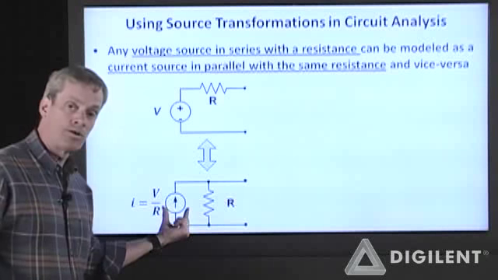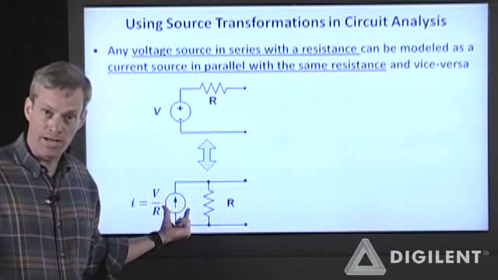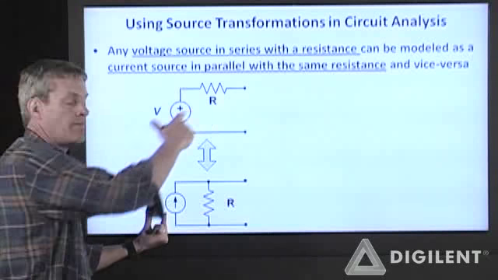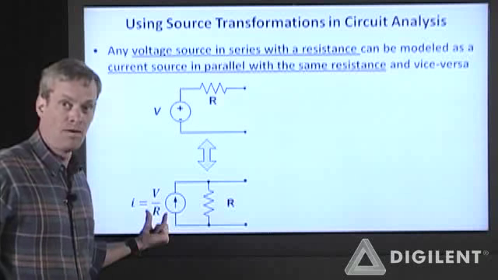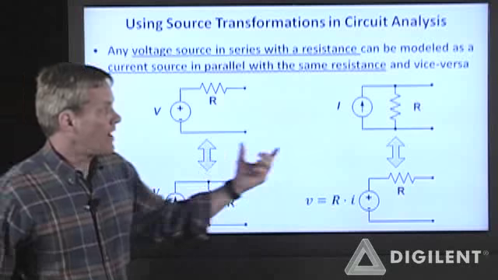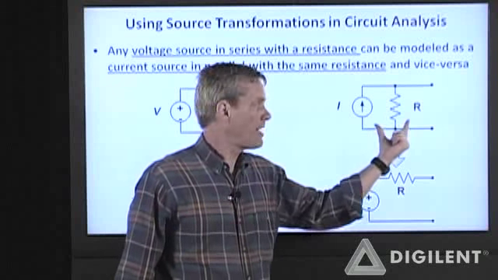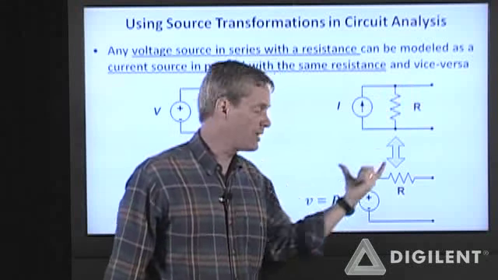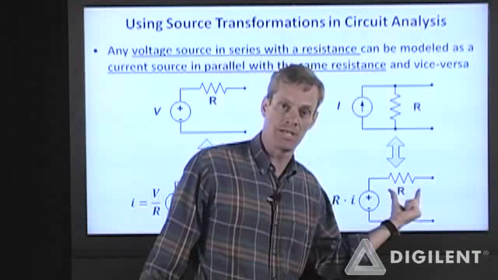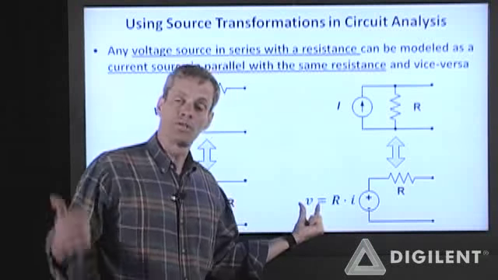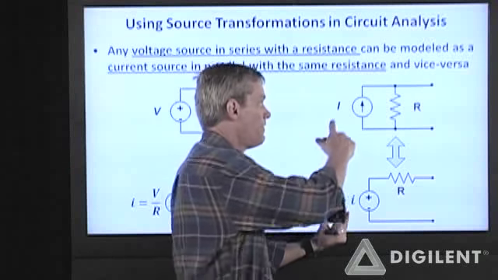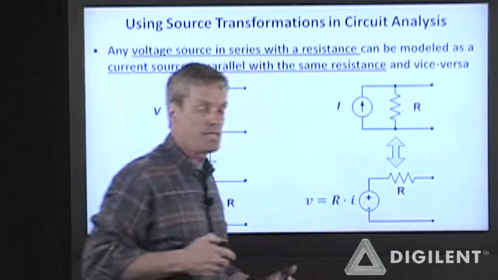The value of the current source, according to our source transformation equation on the previous slide, has to be this voltage divided by this resistance. The converse is also true. If I have a current source in parallel with a resistance in my circuit, I can always replace that with a voltage source in series with the same resistance. That voltage source, according to our previous transformation equation, is this current times the resistance.